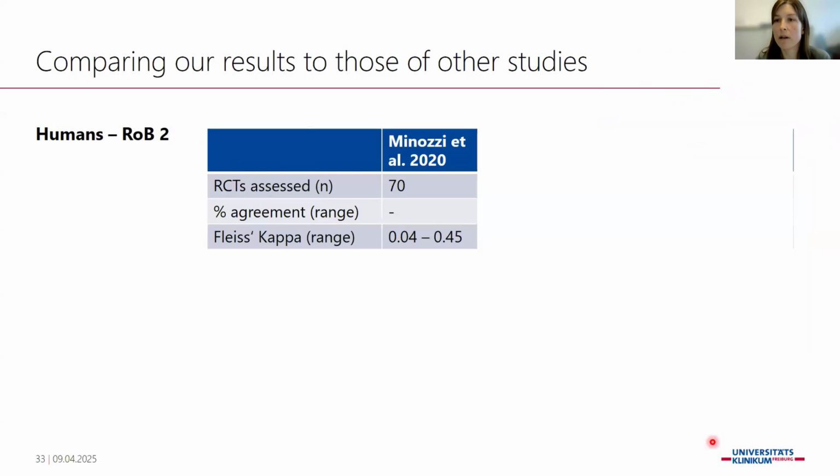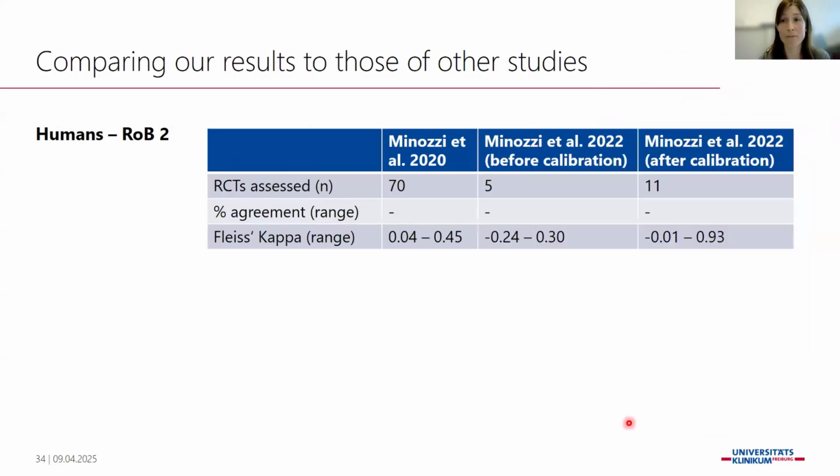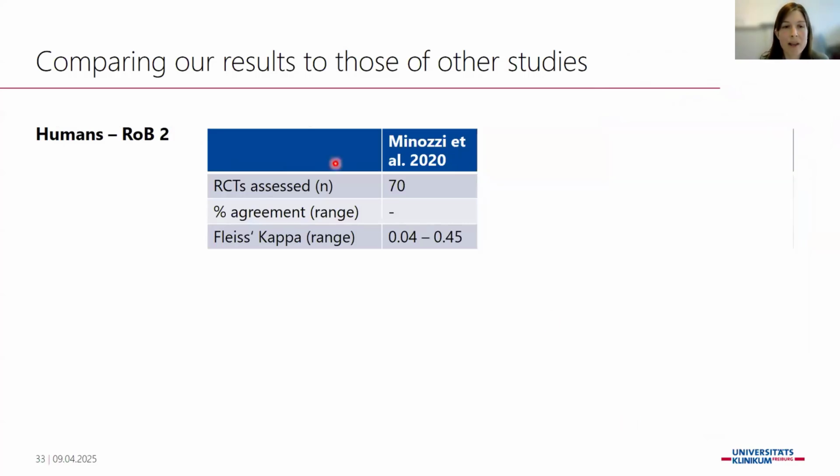I see that I'm already talking quite a bit, so I maybe have to go on a bit more quickly. The last thing I would like to show you is how humans perform with risk of bias assessment. I would like to show you two studies from Minossi et al. They assessed randomized controlled trials using the ROB2 tool, there were 4 reviewers, and they calculated inter-rater agreement. This is why they calculated Fleiss' kappa, because there were 4 reviewers.